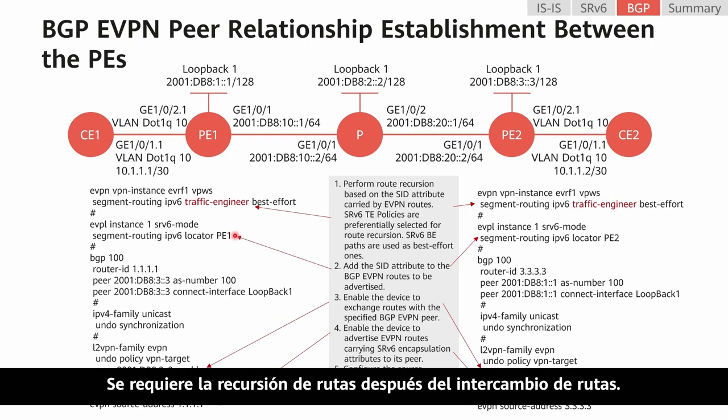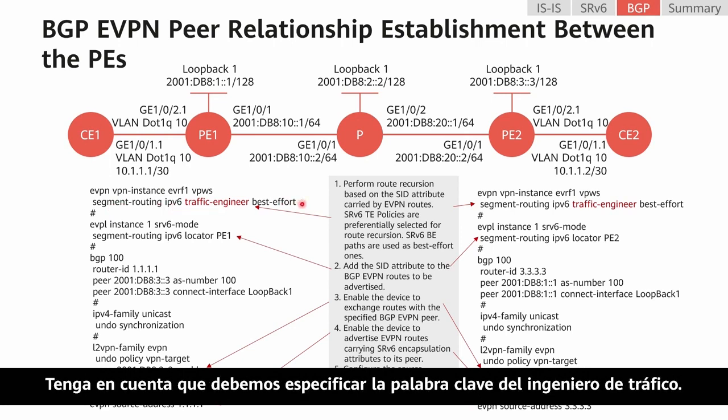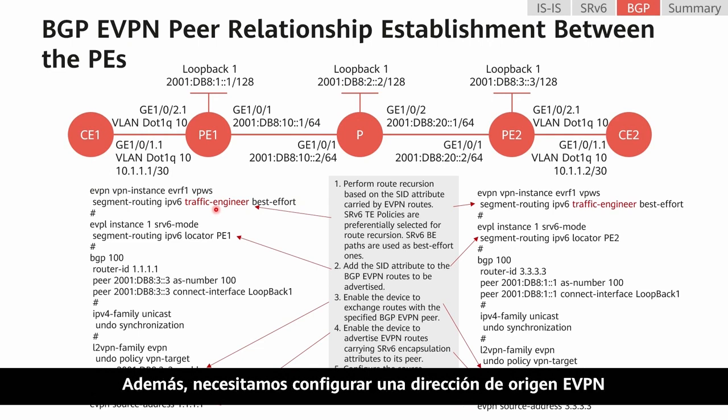Route recursion is required after route exchange. Route recursion is configured in an EVPL VPWS instance using the segment-routing ipv6 traffic-engineer best-effort command. Note that we need to specify the traffic-engineer keyword. In addition, we need to configure an EVPN source address using the evpn source-address 1.1.1.1 command. This configuration is very important. The configurations on P2 are similar.